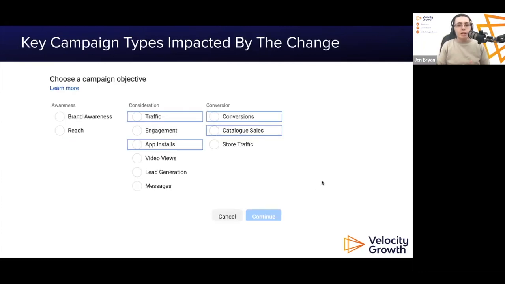These are the key campaign types that are impacted by the change. So your traffic, app installs, conversion, and catalog sales. These are all the campaigns that are most impacted. Conversions and catalog sales probably account for 95% of the ads I run on Facebook, regardless of this, because they're still the most effective. But I have started layering in video views or engagement a little bit just to help bolster the data that is now missing from the conversions and catalog sales if you want to do remarketing or things like that, because as soon as they hit the site, you can't get back in front of a lot of them. So I factor in some of these now, like video views.